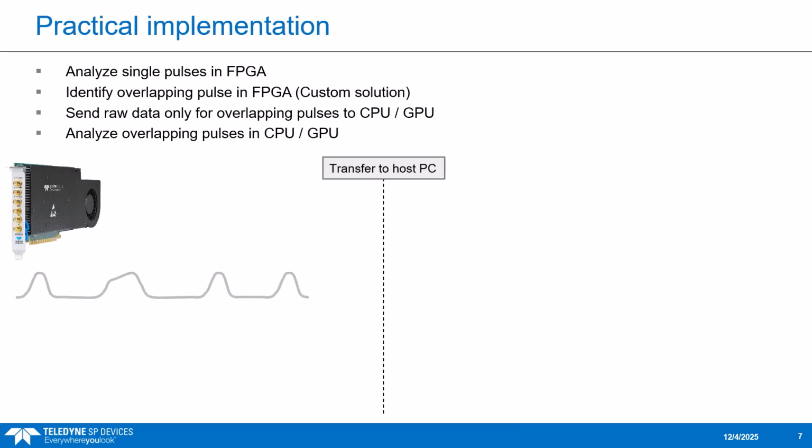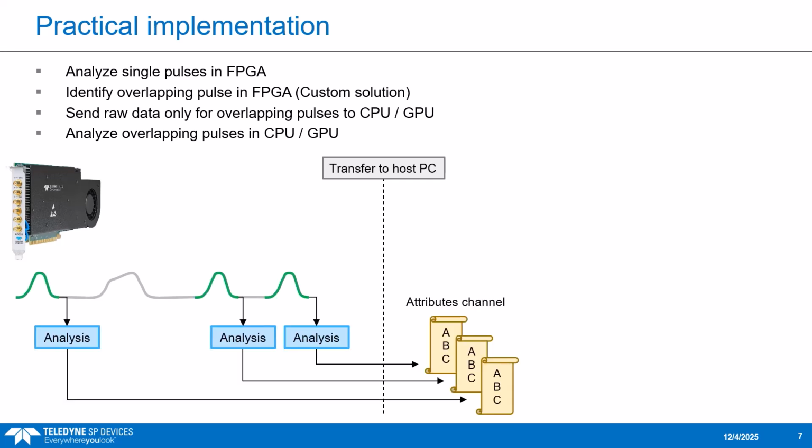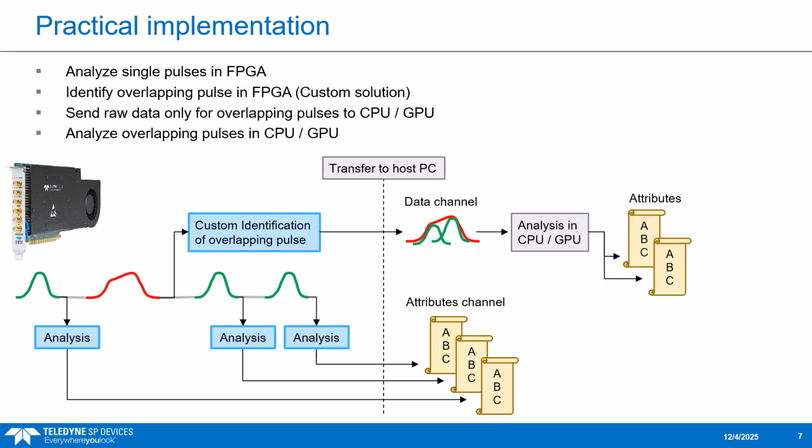Finally, this is an illustration of practical implementation that includes all these steps. A series of single pulses can be analyzed directly in the FPGA. The calculated attributes are sent to the PC on an attribute channel. Detection of overlapping pulses is also done in the FPGA. Here all raw data is transmitted via the data channel to the host PC where it is analyzed. These attributes are then combined with the attribute channel data to a final result.